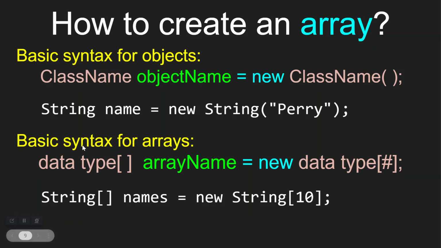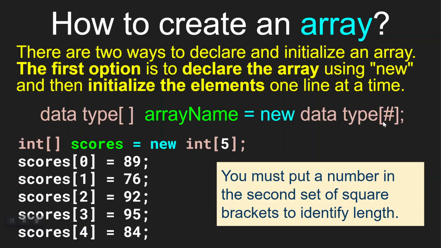Now down here, the basic syntax for arrays is very, very similar. You have the array data type followed by square brackets, and then the name of the array, and then equals new. And then you just repeat the data type and square brackets. But over here is also where you put the number, and this is the length of the array. So if I wanted to create an array of strings, I would say String array, call it names, and set that equal to new String, and then again I'm setting the length to be 10. I could put any number here that I want to. I'm just arbitrarily choosing the number 10 here.